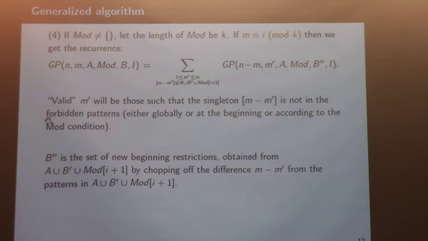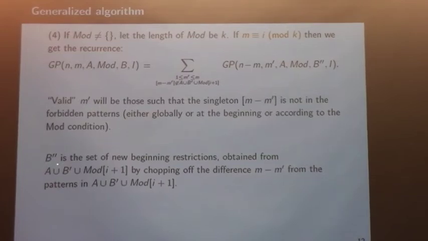Right, very good. And then the fourth part, if mod is not equal to the empty set, let the length of mod be k. If n falls into the ith congruence class mod k, then we get the following recurrence. Since m is given, right, it's an input variable, we already know which congruence class it falls into. So again, valid n prime will be such that m minus n prime is not in the forbidden patterns either globally or at the beginning or according to the mod condition. Right? Because if it is, then we're not counting these.